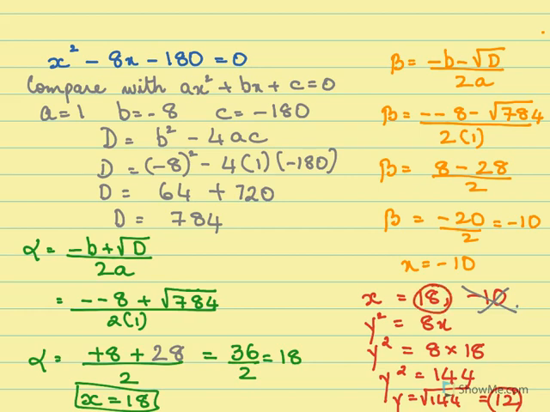That's the answer. So we get up to this. The answer will be: one number is 18 and the other number is 12.